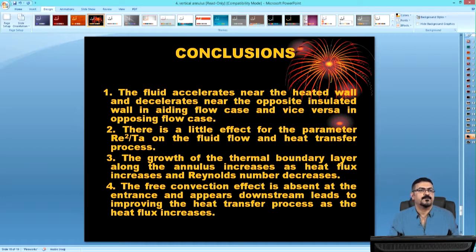Conclusions. The fluid accelerates near the heated wall and decelerates near the opposite insulated wall in aiding flow case, and vice versa in opposing flow case. There is little effect of the parameter Reynolds square over Taylor on the fluid flow and heat transfer process. The growth of the thermal boundary layer along the annulus increases as heat flux increases and Reynolds number decreases. The free convection effect is absent at the entrance and appears downstream, leading to improved heat transfer as heat flux increases.